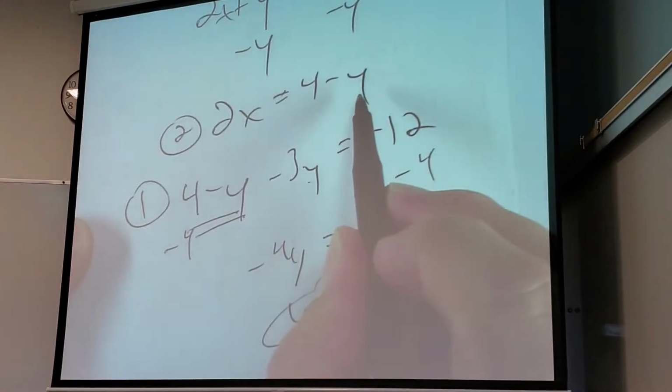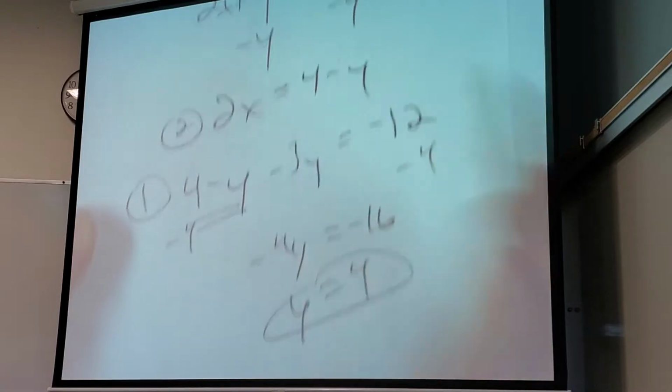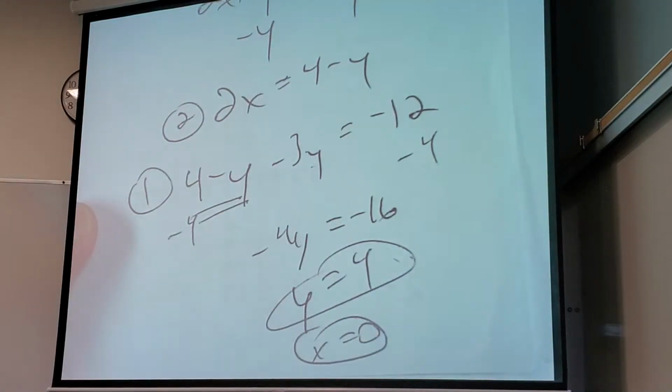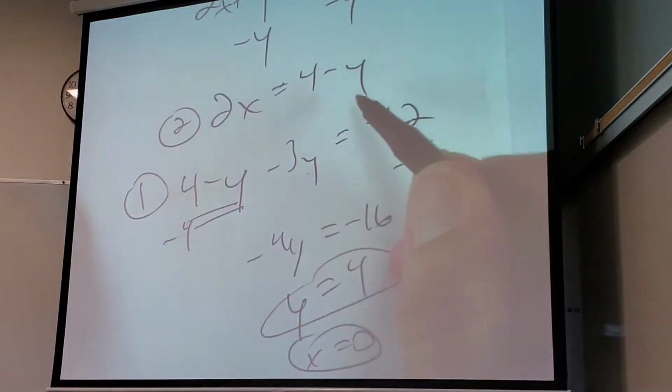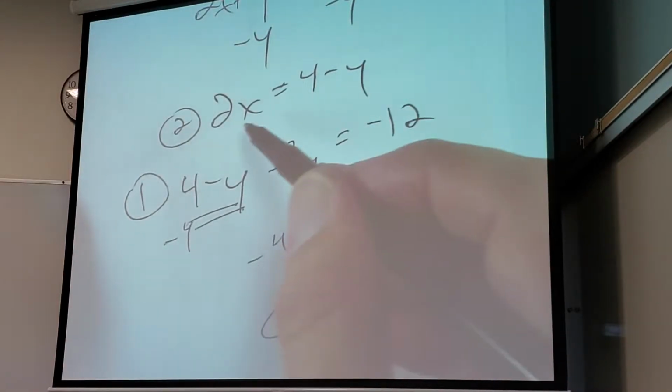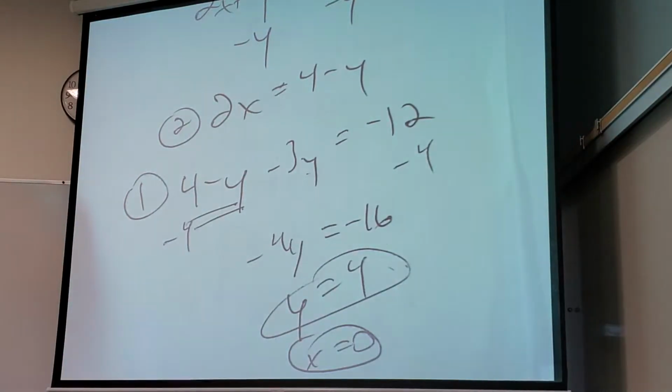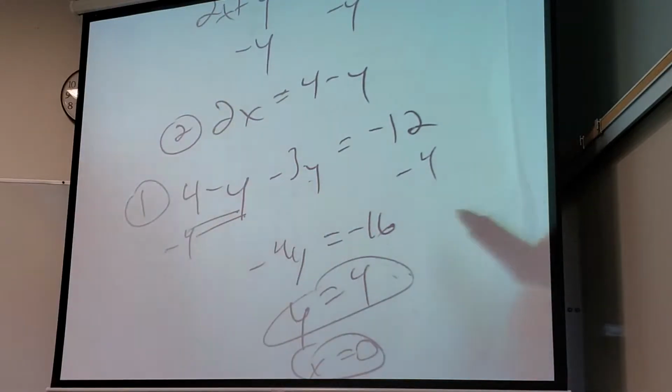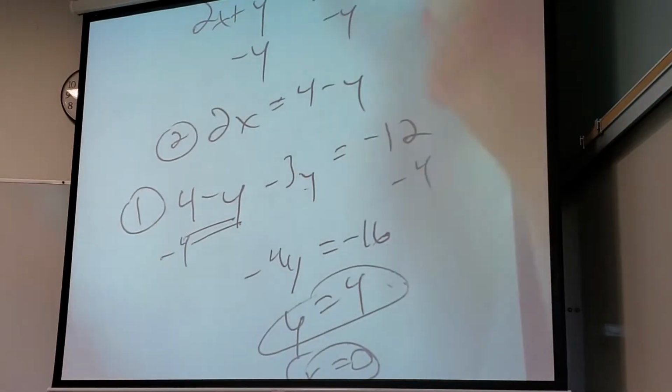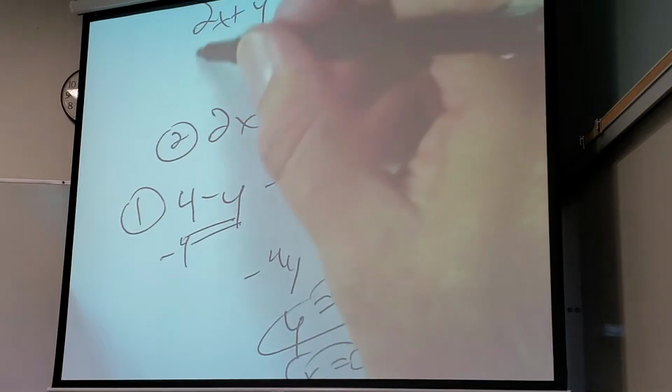Yeah, if I plug a 4 in for y, 2x equals 0, so I get x is 0. Right, if I plug a 4 in for y, 4 minus 4 is 0, which is 2x, so x is 0. Is that cool? What happens? Best part, I don't know. So let me see. Is everybody cool with this first step where I just solve for 2x?